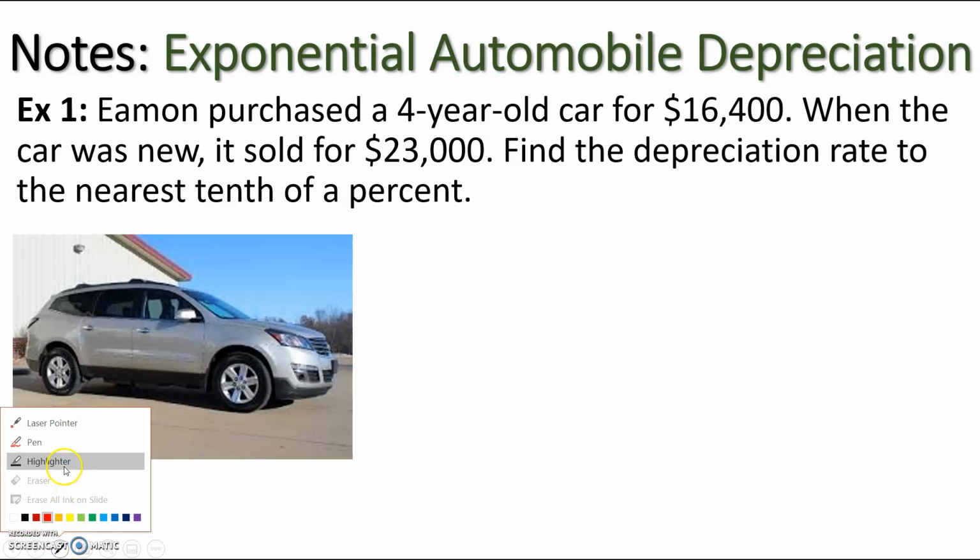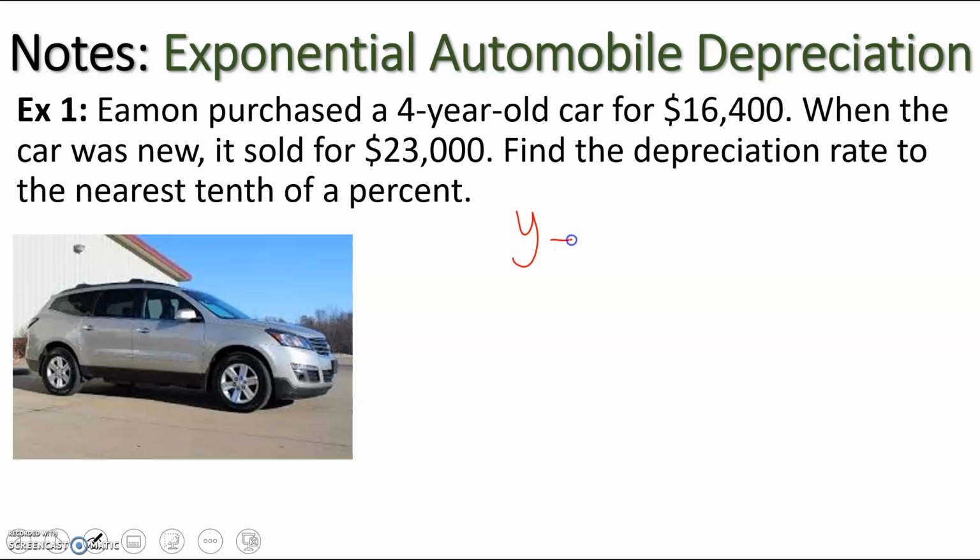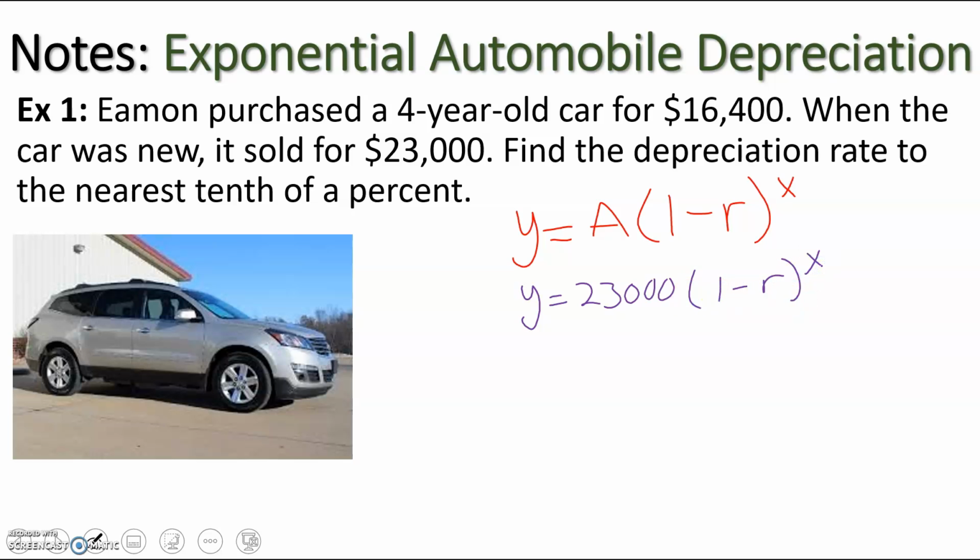Since we know that exponential depreciation better models depreciation of an automobile, we're going to start with what we know. We know this will be modeled using an exponential, and exponentials can be written in the form y equals a times the quantity 1 minus r to the power of x. We also know that a represents our initial value, or starting value, of the car. So right now we know that y is equal to 23,000 times 1 minus r to the x. What we don't know is our depreciation rate, r.